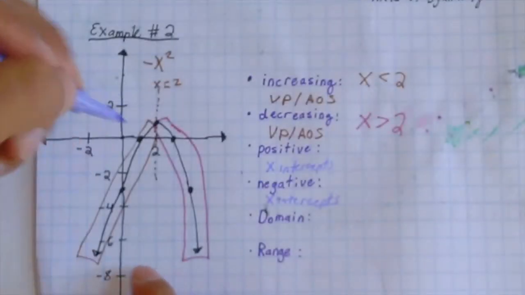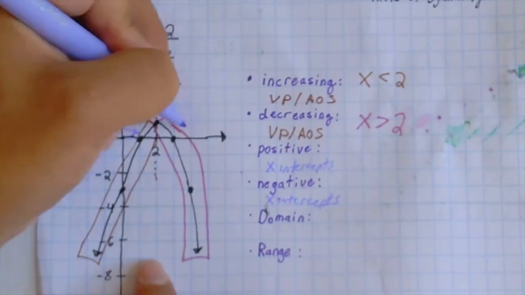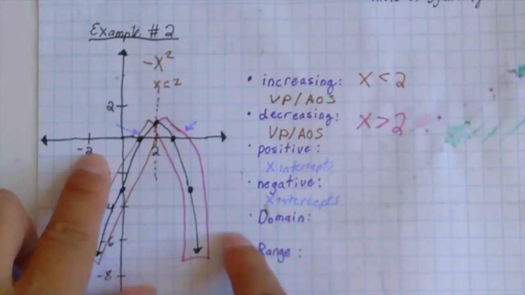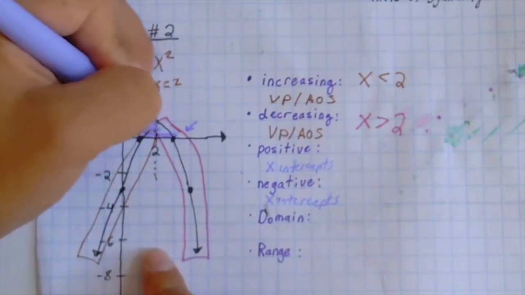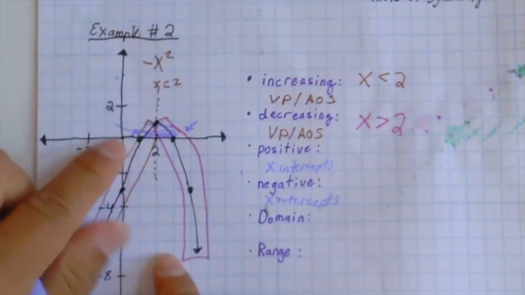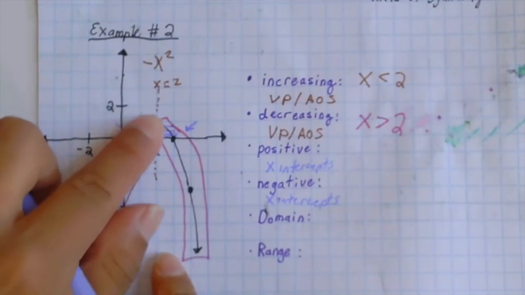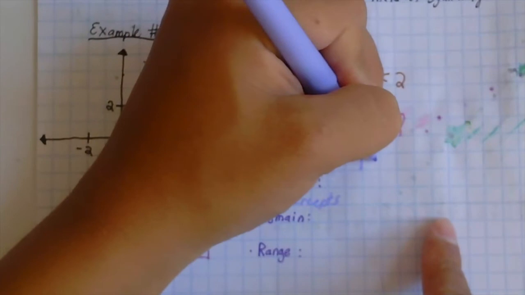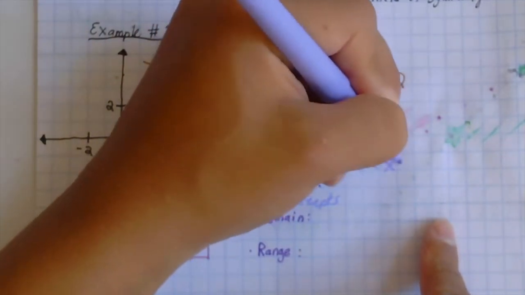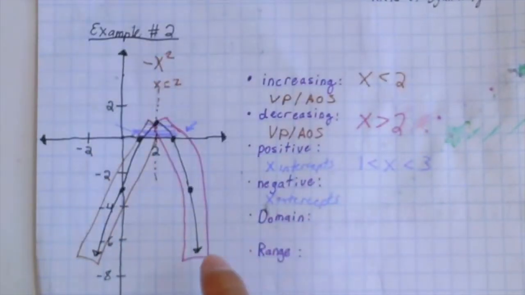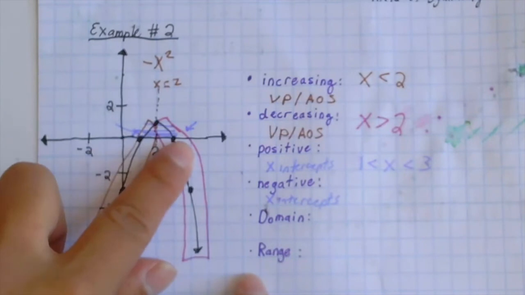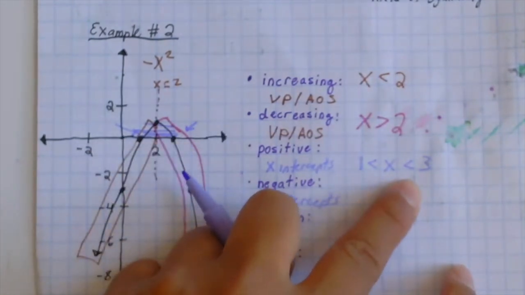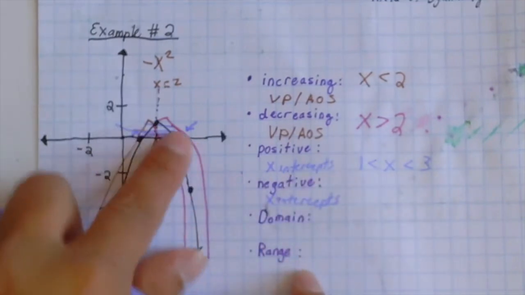So looking at the x-intercepts, this one and this one, where do we see that it is positive? It is in between 1 and 3. So we write 1 is less than x, is less than 3. Sorry, between 1 and 3. Therefore you write the notation 1 is less than x and is less than 3. Again, this is between.